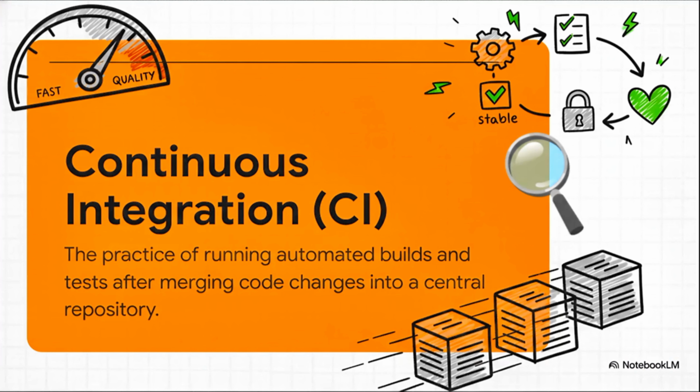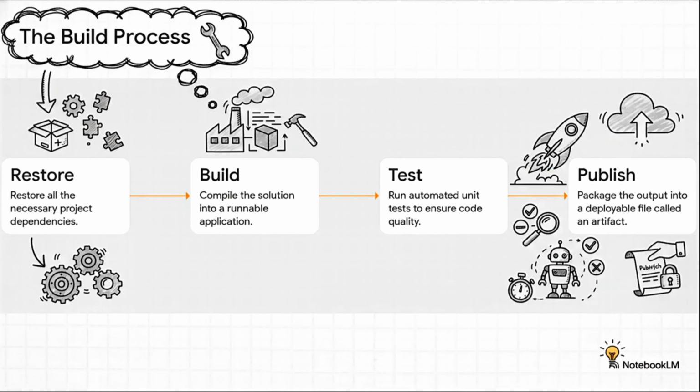The whole idea is that by automatically building and testing the code every single time a developer merges a change, the team finds and fixes bugs way faster, and it ensures that the main codebase is always stable. So, in our YAML file for the eShop on Web project, the build stage is broken down into four logical steps. First, we restore all the project dependencies it needs. Then, we compile the solution. Next, we run all the automated unit tests to make sure everything still works. And finally, if all of that passes, we package the output into a single deployable file. We call that an artifact.